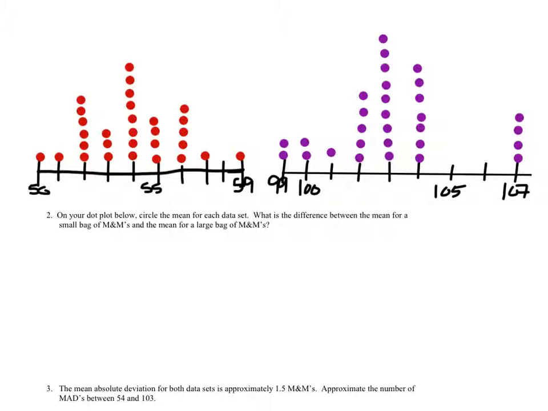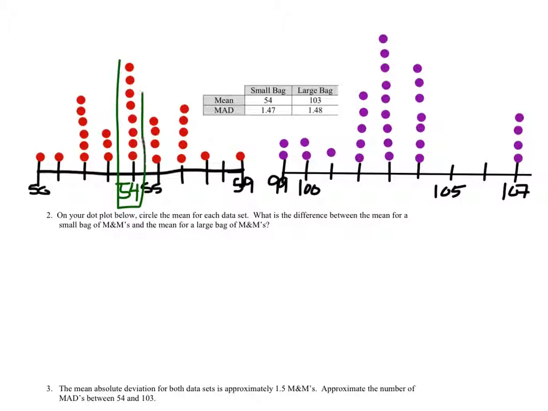Alright, so that'll bring up some questions on your dot plot above. Circle the mean for each data set. What is the difference between the mean for a small bag of M&Ms and the mean for a large bag of M&Ms? So let's go back and see what they were. For the small bag, we had a mean of 54, which would represent this column of dots. And for the large bag, that was at 103 right here. And we can see there's a lot of values for both of these mean values.